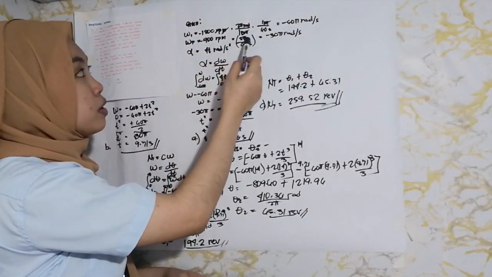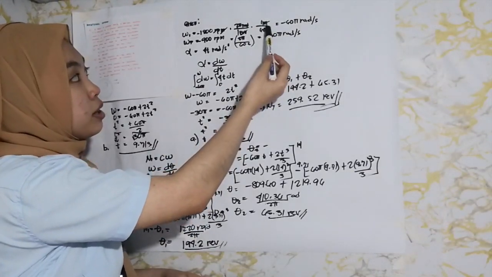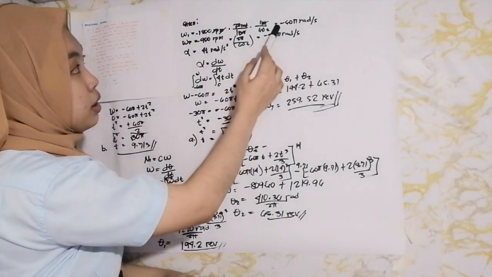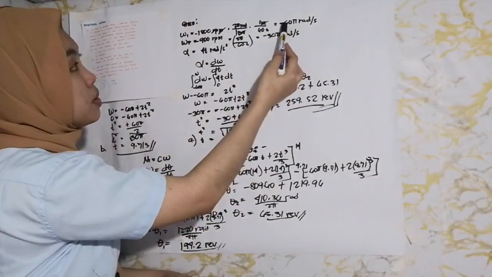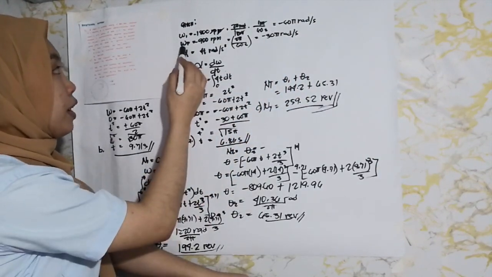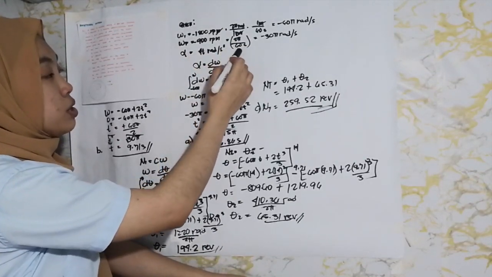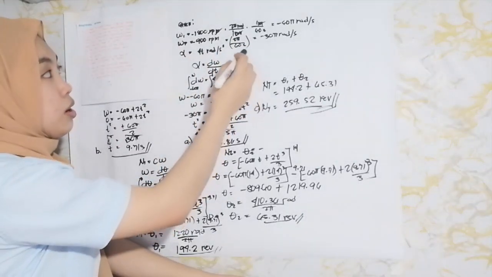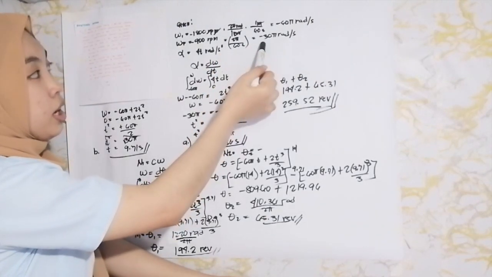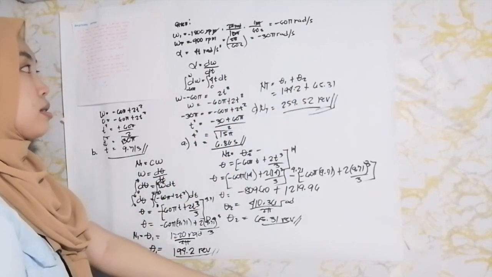In 1 revolution we have 2 pi rad, and in 1 minute we have 60 seconds, which equals negative 60 pi rad per second. For the final angular velocity, negative 900 RPM converted into rad per second, times 2 pi over 60 seconds, equals negative 30 pi rad per second.